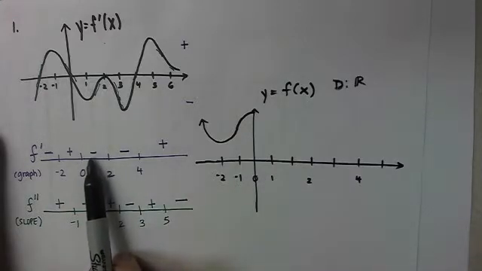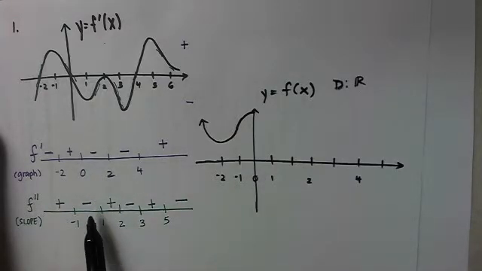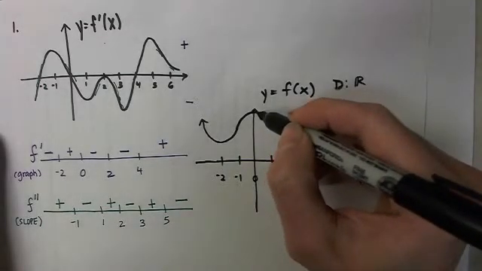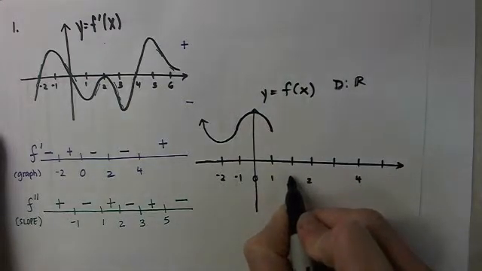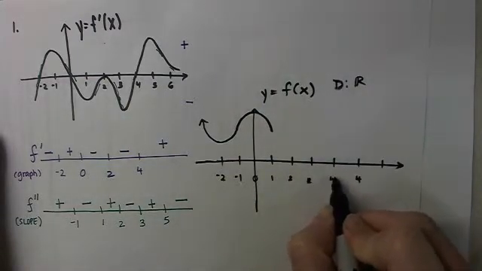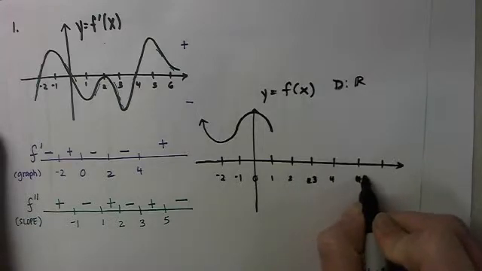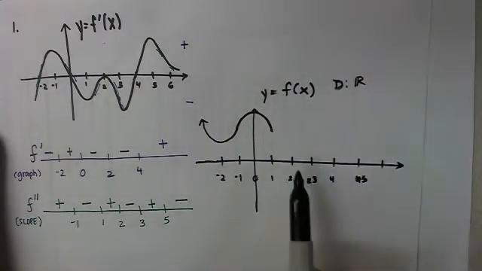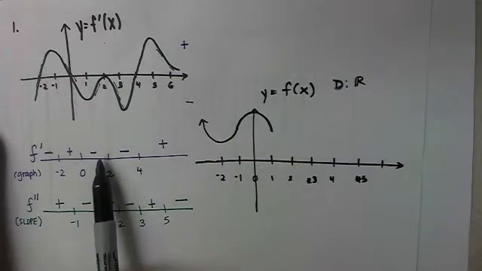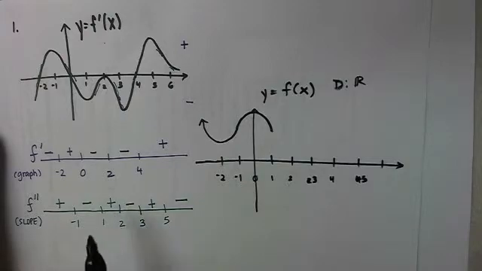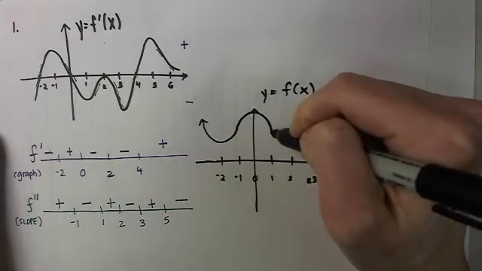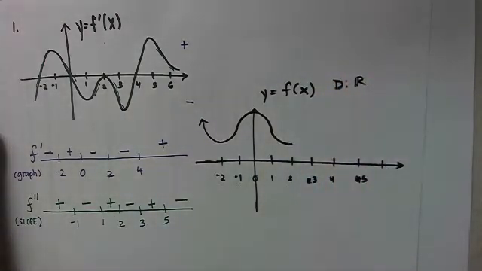Between 0 and 1, we switch to decreasing, but we're still concave down. So there's a local max at 0. Oops, I labeled that wrong. That's a 2, and that's a 4, and that's a 3. Between 1 and 2, we're still decreasing, but we've switched to concave up. So there's an inflection point at x equals 1.